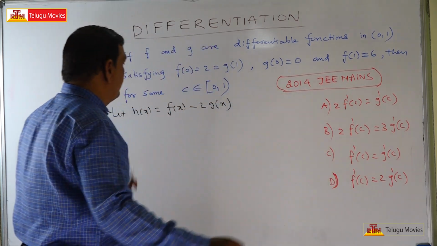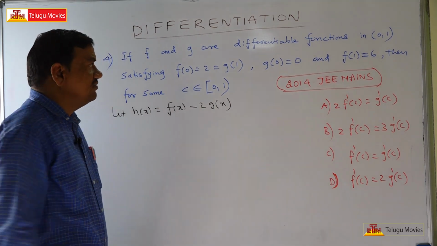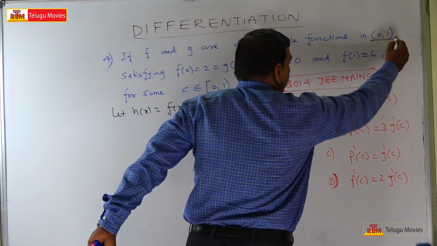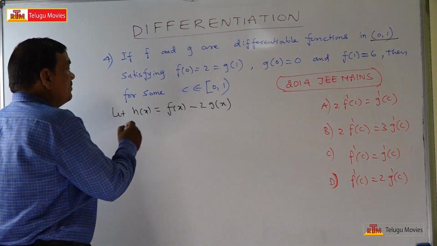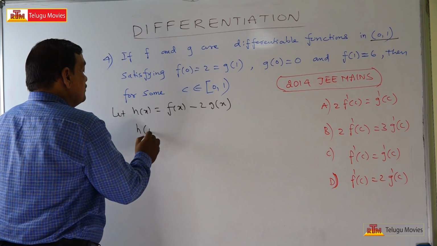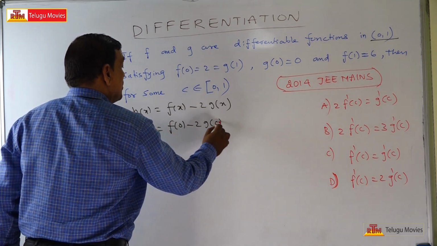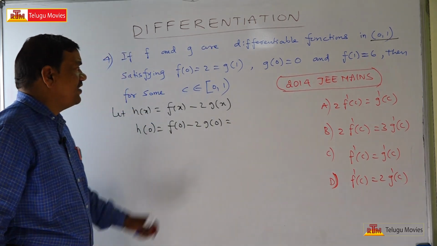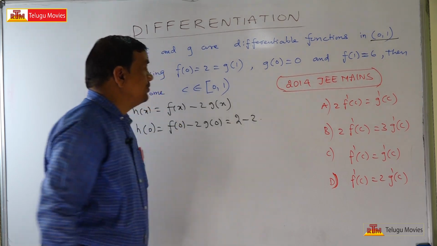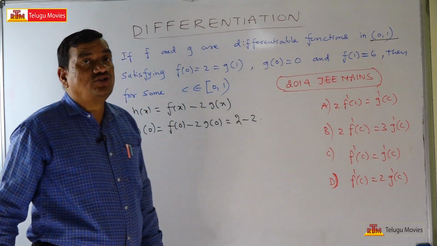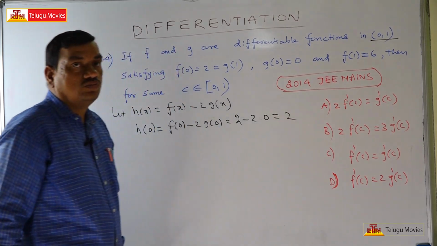Okay, so f of x minus 2 times g of x, I have taken as one function. Let us check whether it is satisfying all those conditions or not. First of all, h of 0. That is f of 0 minus 2 times g of 0. f of 0 value is how much? 2. Minus 2 into g of 0 value is equal to how much? 0. That is equal to 2.